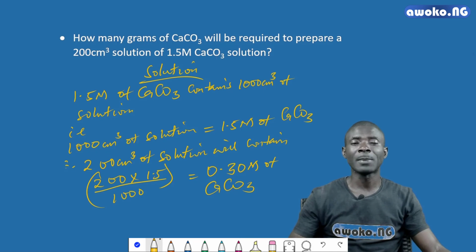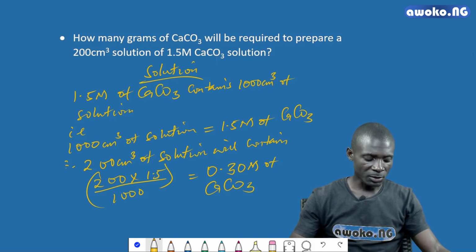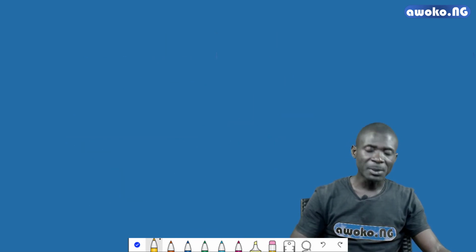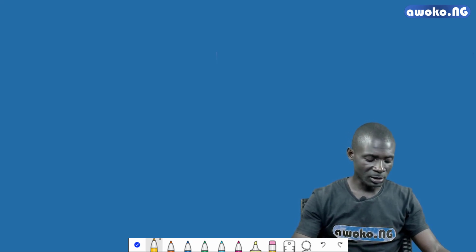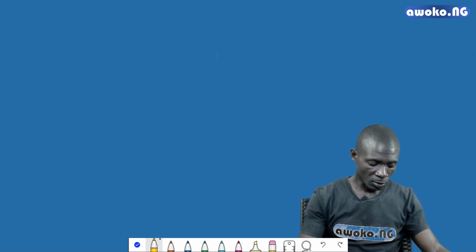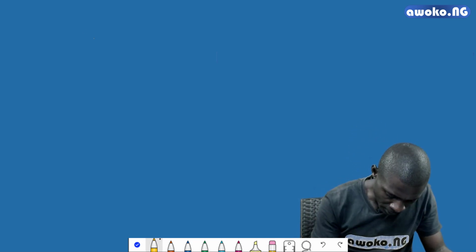Now we are asked to look for the mass in grams of CaCO3. That is the mass concentration of CaCO3. And remember we said molar concentration is equal to mass concentration divided by molar mass. So from that relationship we can simply look for the mass concentration, or we can simply look for the mass of the solute.